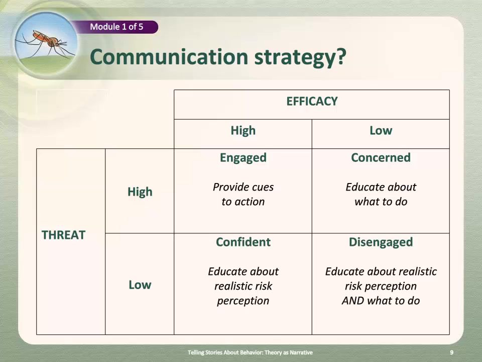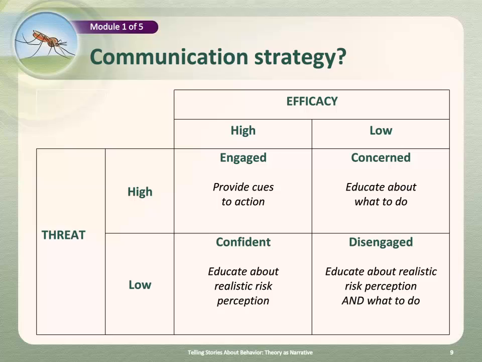Each of these 4 groups might require a different kind of messaging strategy. The engaged people who are already confident and perceive the threat might just need cues to action to encourage them to seek malaria treatment or to use a bed net. The confident people might need education about realistic risk perception. We may need to convince them that malaria does in fact pose a threat to their community and to themselves. The concerned people who perceive the threat but don't know what to do about it could be educated about measures that they can take to prevent malaria or to treat it if they fall sick.